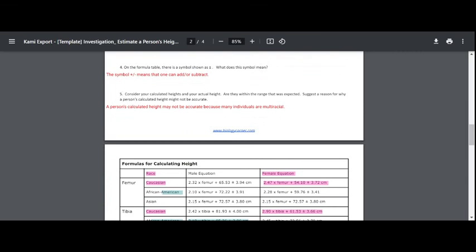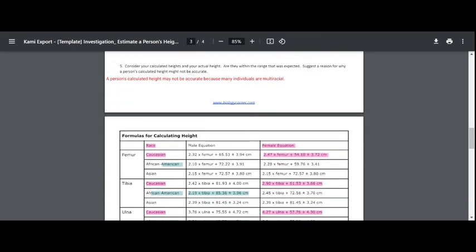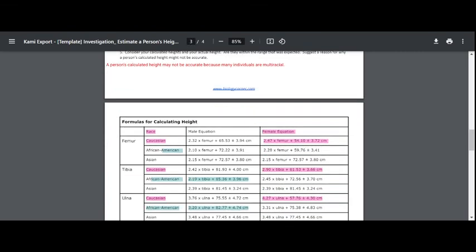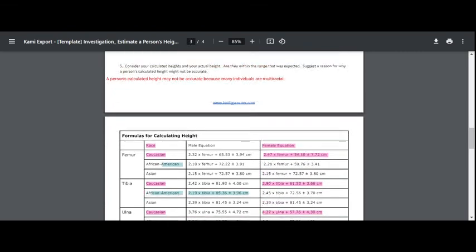And then 5, consider your calculated heights and your actual height. Are they within the range that was expected? Suggest a reason for why a person's calculated height might not be accurate. So, a person's calculated height might not be accurate because many individuals are multiracial.